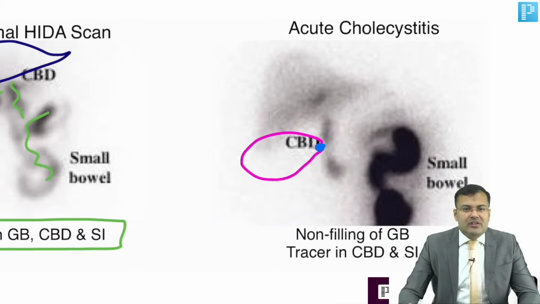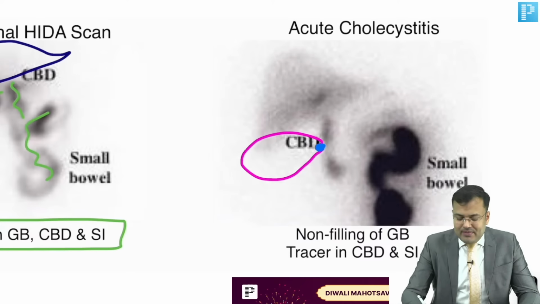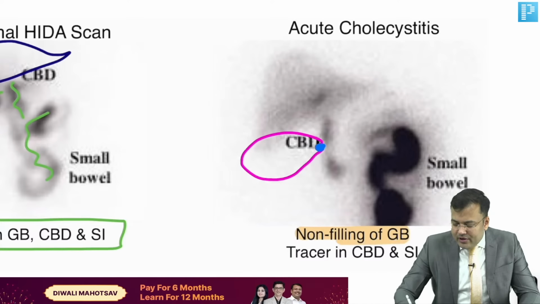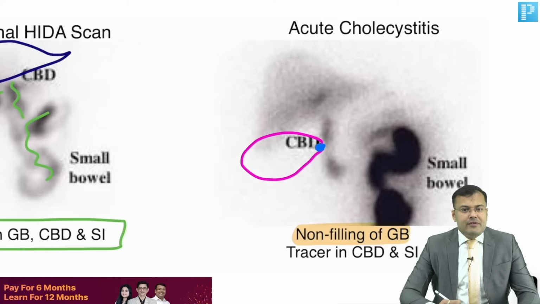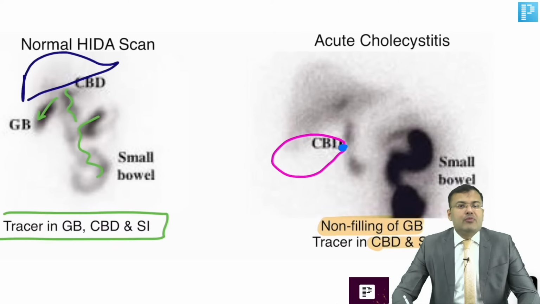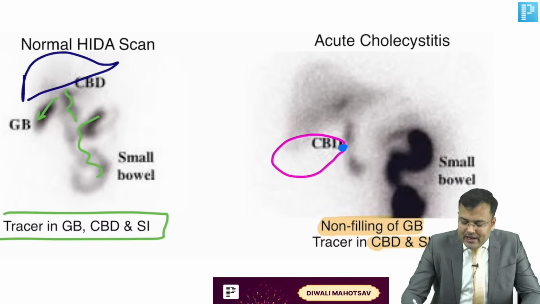And this is the question. This is the favorite question of INI-CET people. Multiple times it was asked: non-filling of the gallbladder. So there is non-visualization of the gallbladder, but you can see tracer in the CBD and small intestine. So this is the diagnostic criterion.